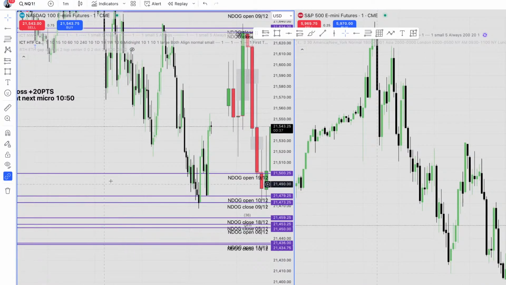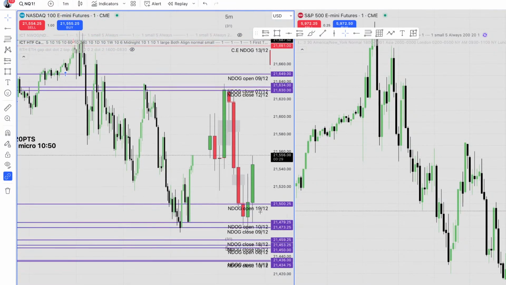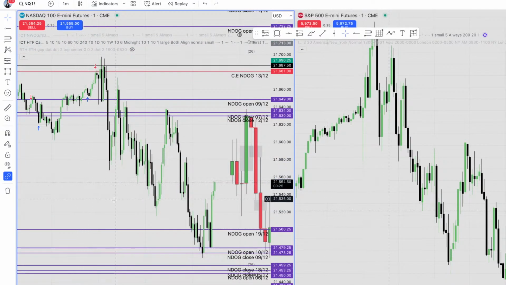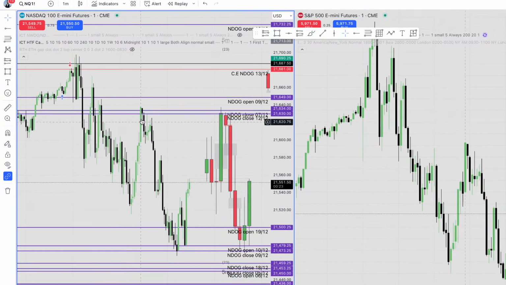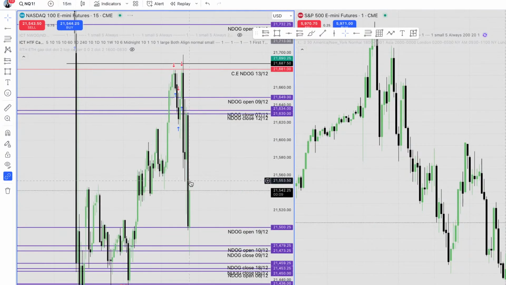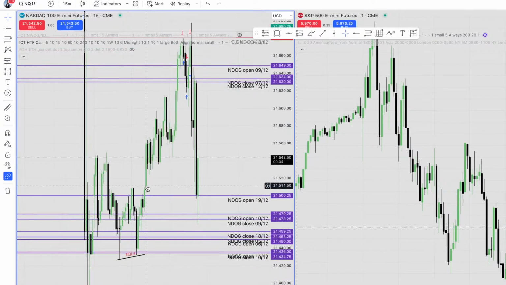So we're almost in the new micro. So let's see what happened. Let me change this. Okay, so the price retraced until this gap, and then it went lower. Let's see what did it take. Okay, it went back to this inefficiency.